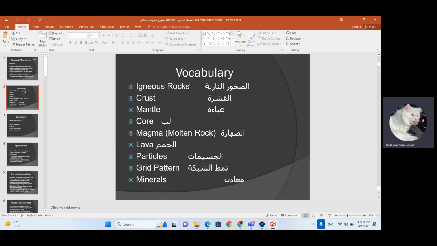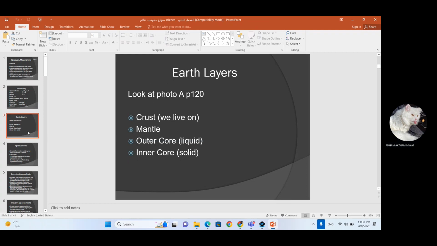First of all, let's see the vocab. It's important for you to understand the lesson, so I advise you to read it well and memorize it so you can understand the lesson well.